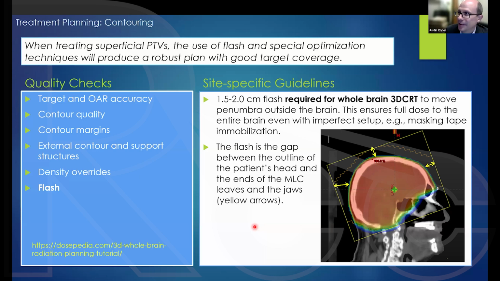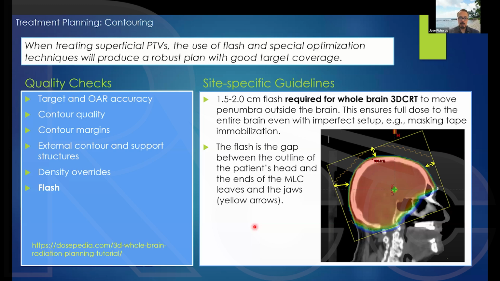Okay, and there's another question about flash: can we open the flash in all brain cases, 3D, GBM? Well, when you're treating a GBM, you're not treating the whole brain. But if the lesion is close to the scalp, then I would follow what Dr. Lee has just mentioned.